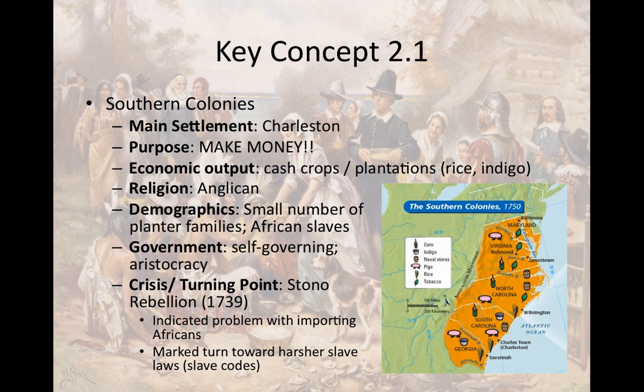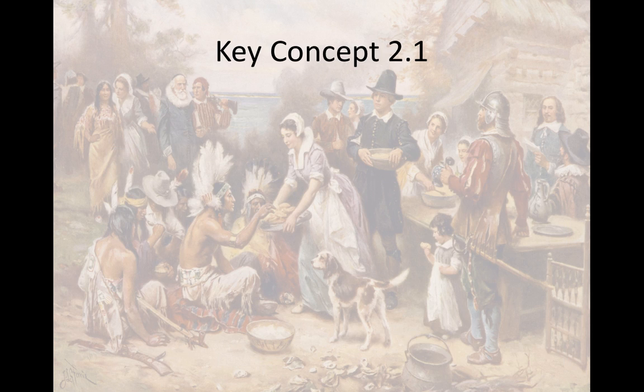slave codes that said the slaves couldn't read and write, they couldn't go out on Sundays, they couldn't grow their own food, and really turned slavery into the recognizable form that we all learned about in elementary school.